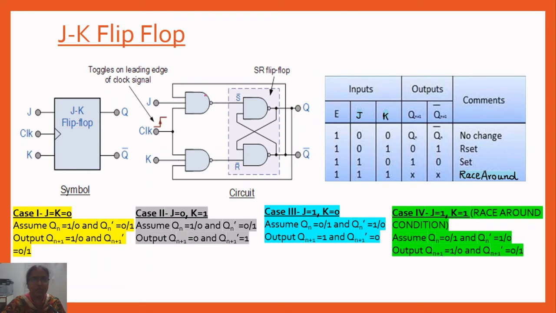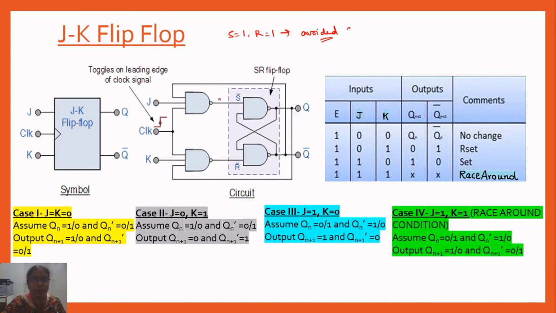Next comes the JK flip-flop. We know that in case of the SR flip-flop, in case 4, when S is equal to 1 and R is equal to 1, that condition was avoided, because in that case both Q and Q bar try to become 1.